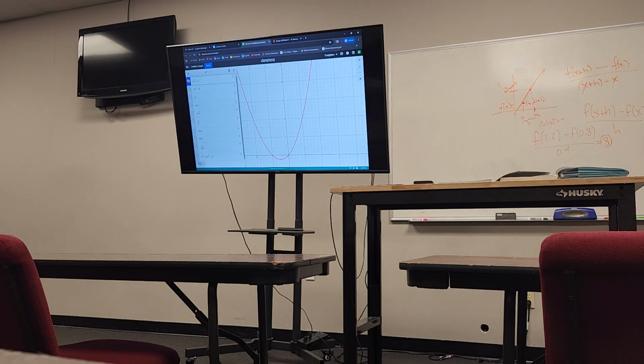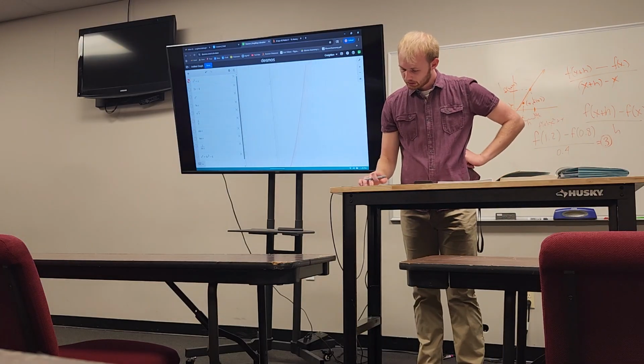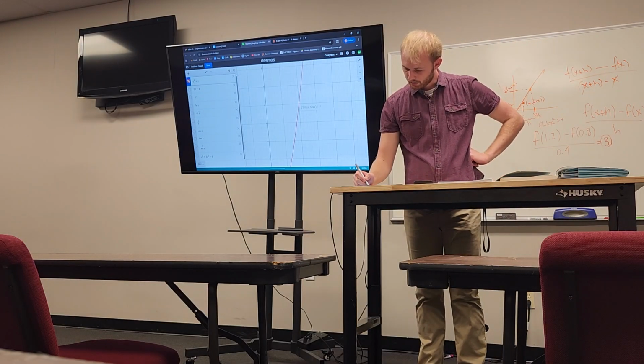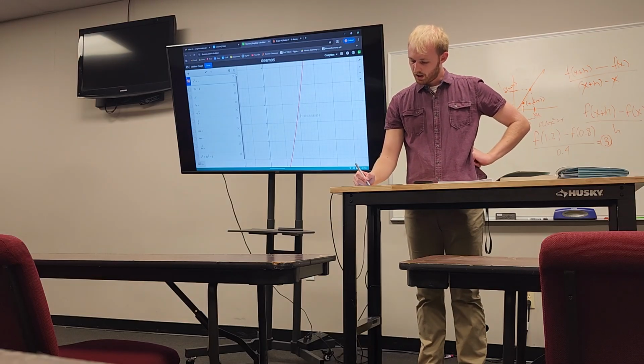Okay, so the slope near there should be 3. So we can estimate that way. What if we do a different point? Let's see. Oh, here we go. It crosses right here. Let's try to find the derivative here using the secant line.